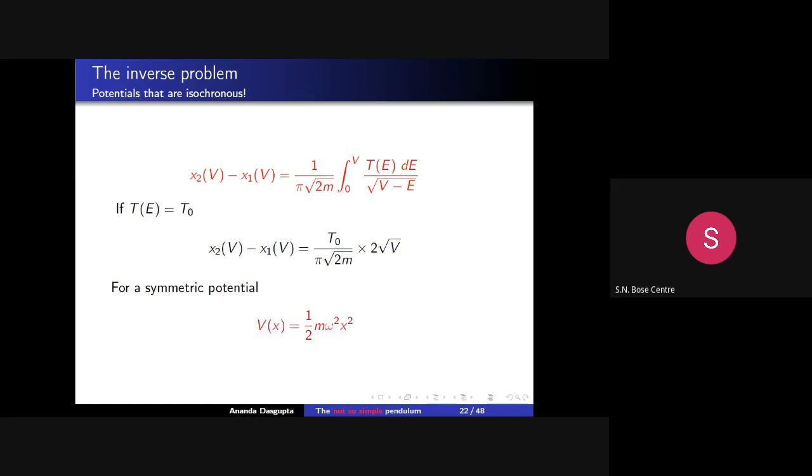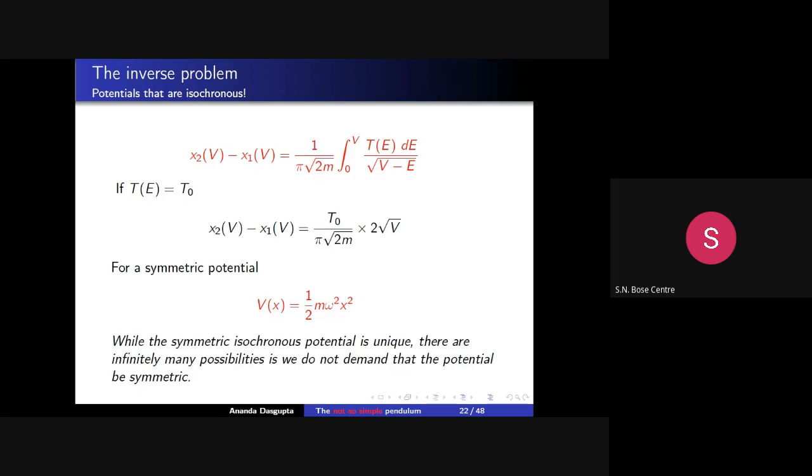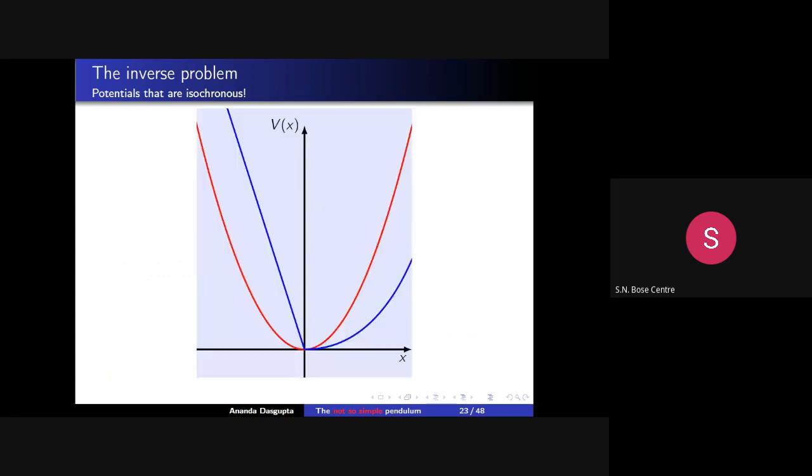However, while the symmetric isochronous potential is unique, there are infinitely many possibilities here if you relax this symmetry argument, because all you get is the width. So just to illustrate, the parabola in red here is the harmonic oscillator potential. But you can have a potential which is a straight line in this direction and a rather complicated curve on this side, which ensures that the width between the two ends of the red curve and the two ends of the blue curve are one and the same.